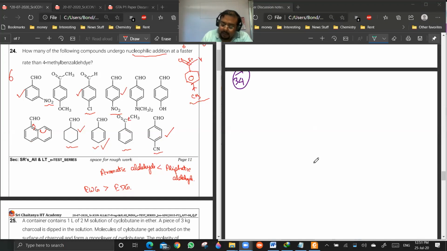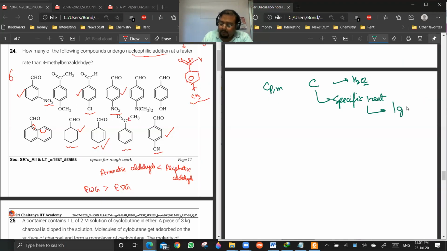She was asking what is the relationship between CPM and C for water. C represents specific heat, which is defined for 1 gram of water. It is the heat which will increase the temperature of 1 gram of water by 1 degree centigrade. So this value is like 4.2 joule per gram per degree centigrade.